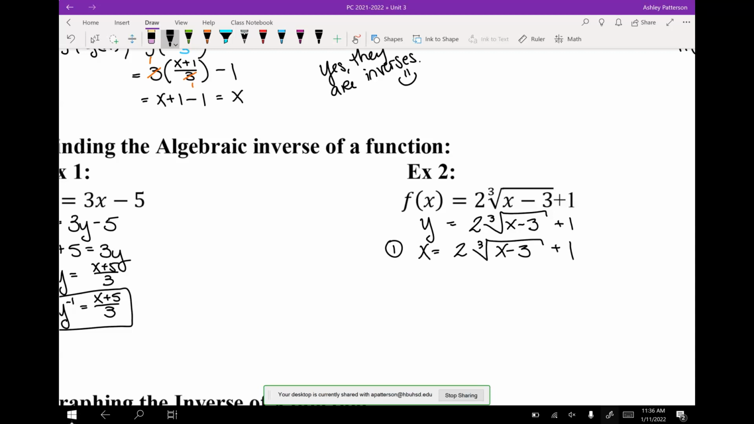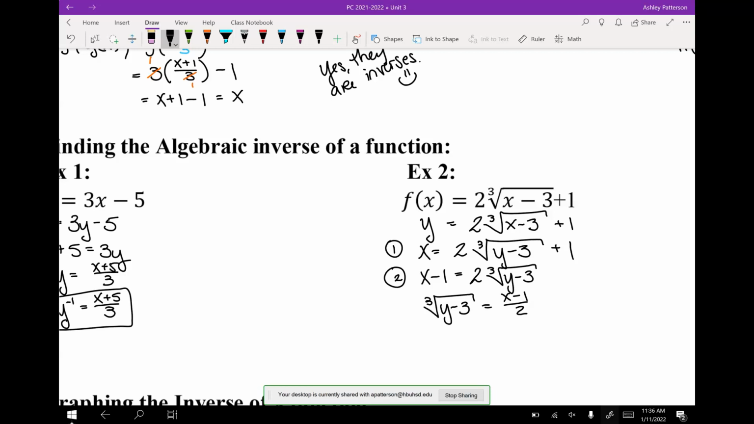Now what? Yes, y minus 3. So now what do we do? Let's subtract the 1 over because we're trying to isolate y. And that equals 2 times the cube root of y minus 3. Then what? Divide by 2. Perfect. So we have the cube root of y minus 3 equal to x minus 1 over 2.